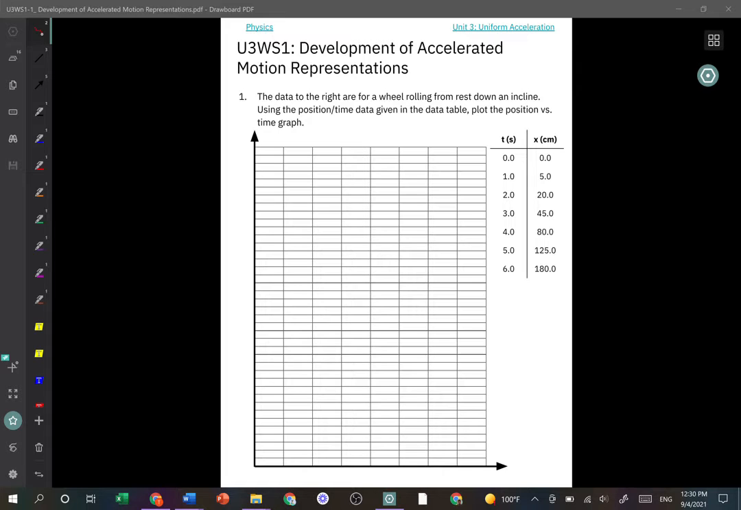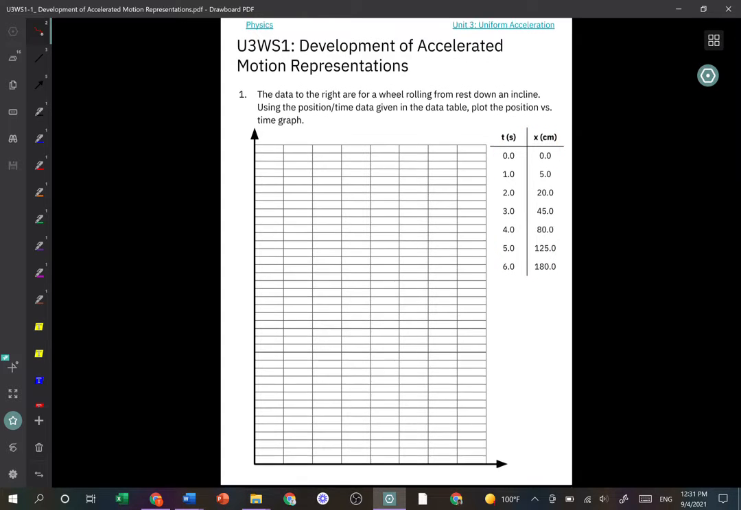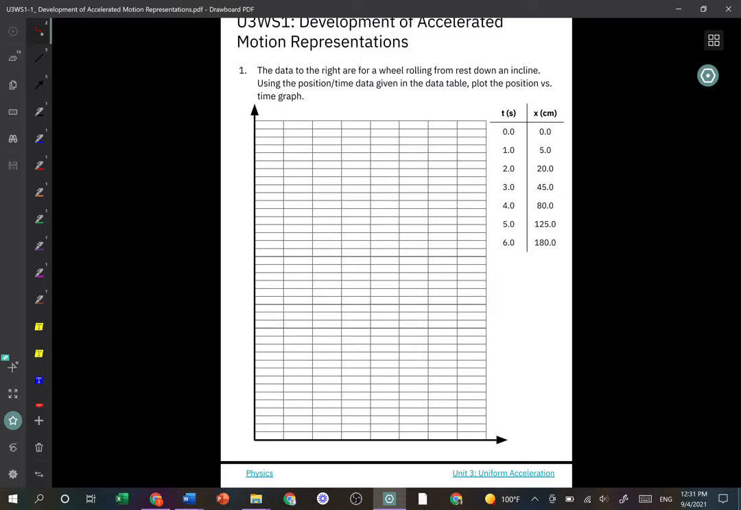Unit 3, Worksheet 1, Development of Accelerated Motion Representations. Problem 1. The data to the right are for a wheel rolling from rest down an incline. Using the position time data given in the data table, plot the position versus time graph. Now this is going to be a position versus time graph.